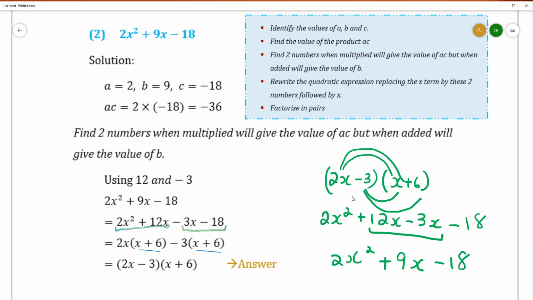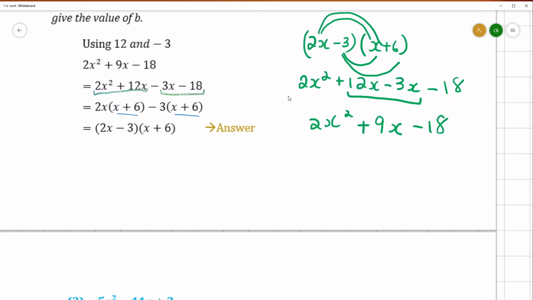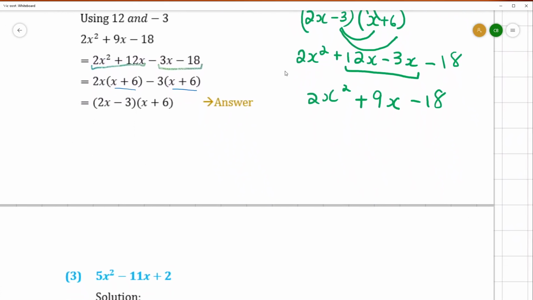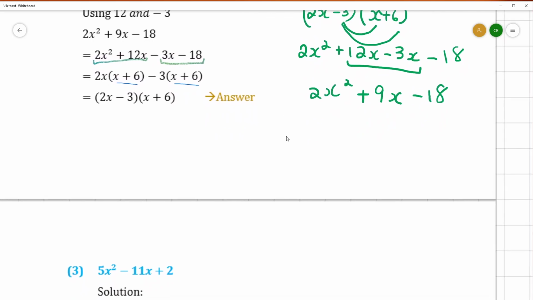Okay, so next we are going to move on to example number 3. Again, I'm giving you the option to try it if you would like to before we look at the solution. So at this point, you can pause the video and attempt the question.